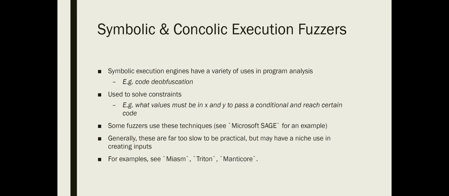Symbolic and concolic execution based fuzzers. Well, first of all, symbolic execution engines have a variety of uses in program analysis, where they're used to solve constraints. Some of those include Microsoft SAGE or Richard Johnson's EGAS, which is just SAGE backwards. There's also Miasm, Triton, Manticore, stuff like that. We're not going to be using them. They're a bit slow and impractical for the most part, but they do have niche uses, especially in the case of corpus generation and things like that.